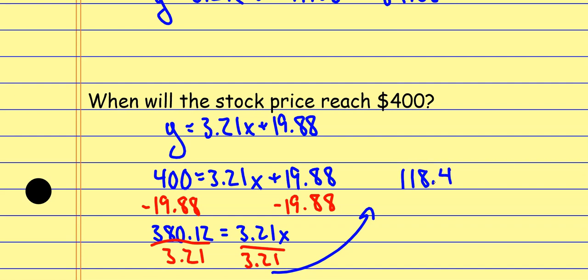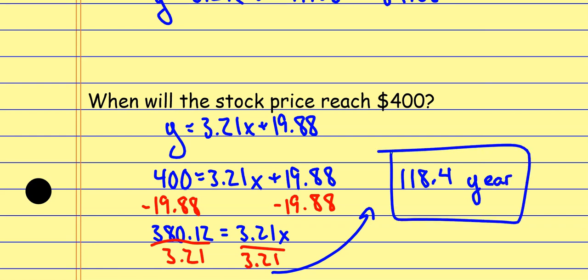I'll just do 118.4. But now think about what that means. Y was the price, X was the number of years. I'm going to have to wait 118.4 years in order for the stock to reach that amount. So if I'm waiting that long, I should probably cash out a little earlier. I'm not going to get to enjoy the benefits of this, okay? Or maybe I'm saving it for my great-great-grandchildren, something like that, okay?